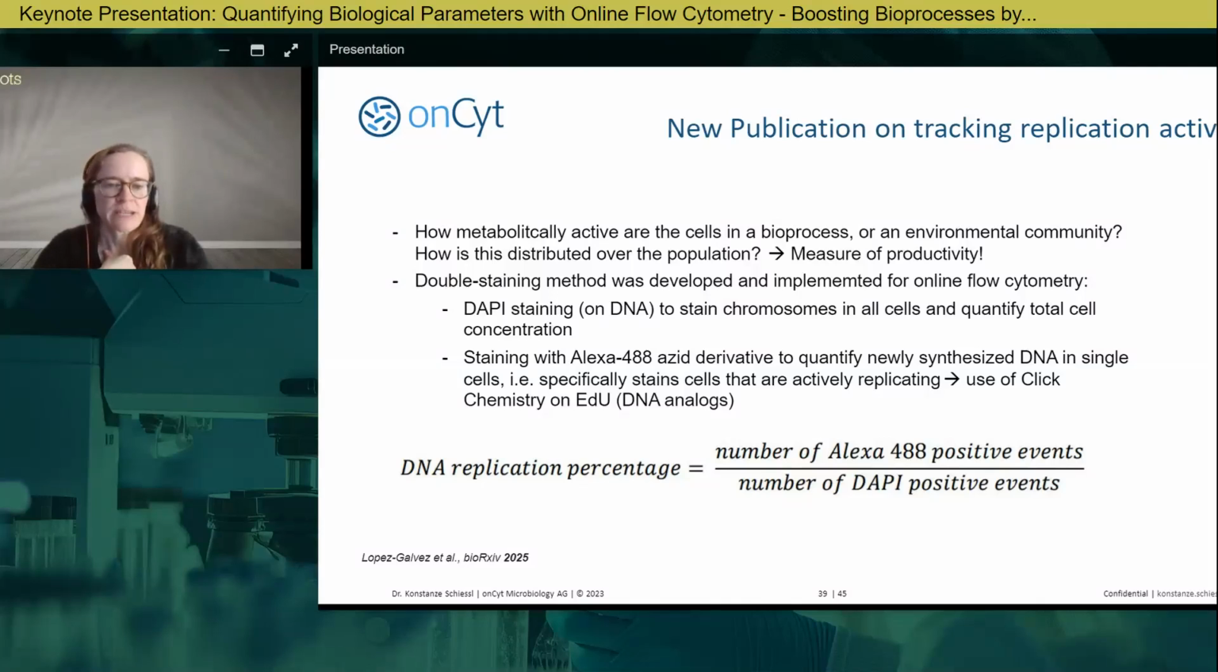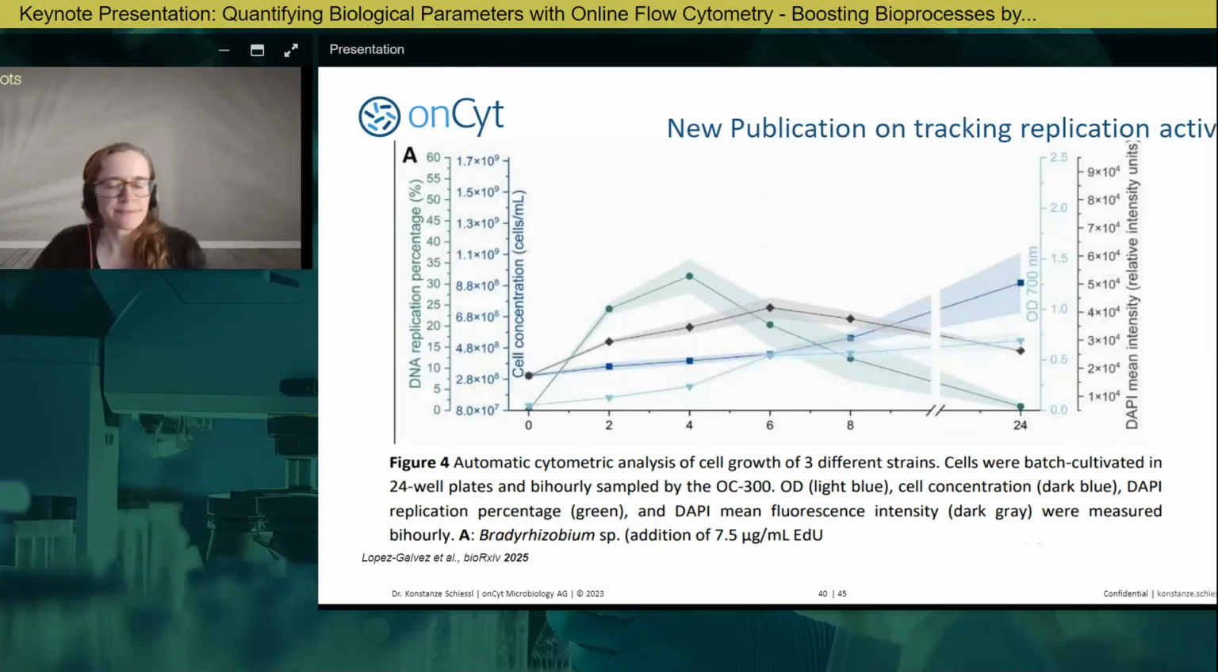And then from that, you can calculate the DNA replication percentage by dividing the number of Alexa 488 positive events, so the cells that have the EdU, the DNA analog, by the number of total cells, so the DAPI positive cells. And we did this for a couple of experiments. I cannot show all detail, and you see it's complicated graphs because we measured a lot of parameters.